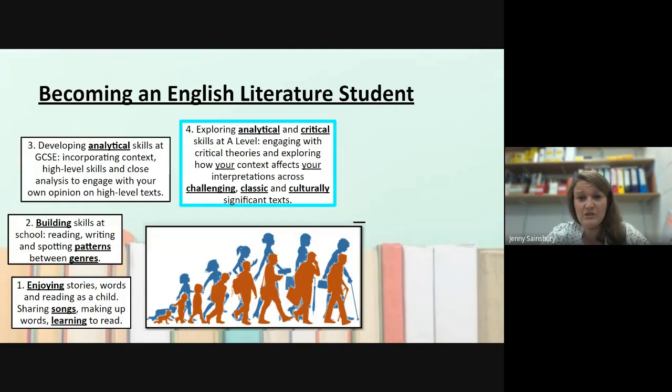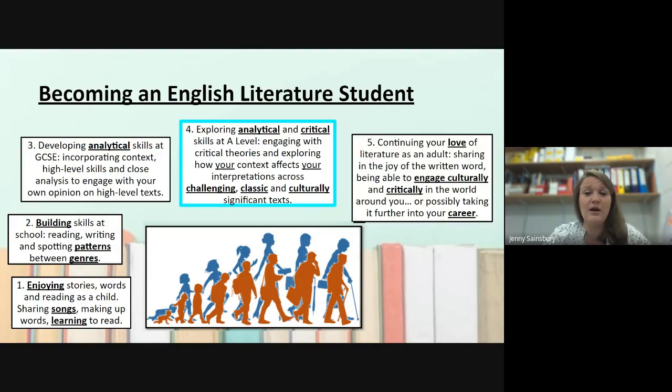The range of texts that we're going to be studying are really vibrant, they're significant, they're important, and the skills that you'll be developing will hopefully take you on into the next stage of your lives. So as an English literature student, you will hopefully continue to love literature as an adult. It may take you into your further education or even complement some of your other subjects. So, for example, literature can be seen as a complementary subject to anything from history to psychology to art to languages, but also into your career.